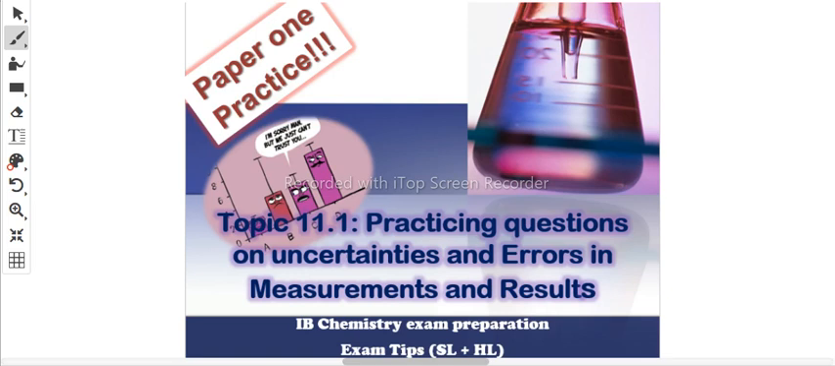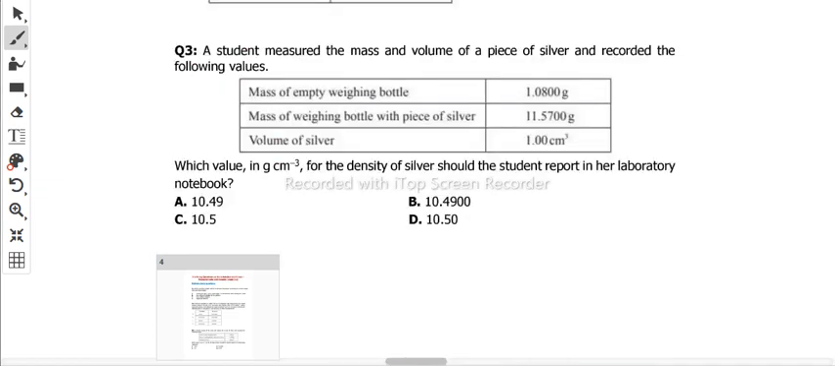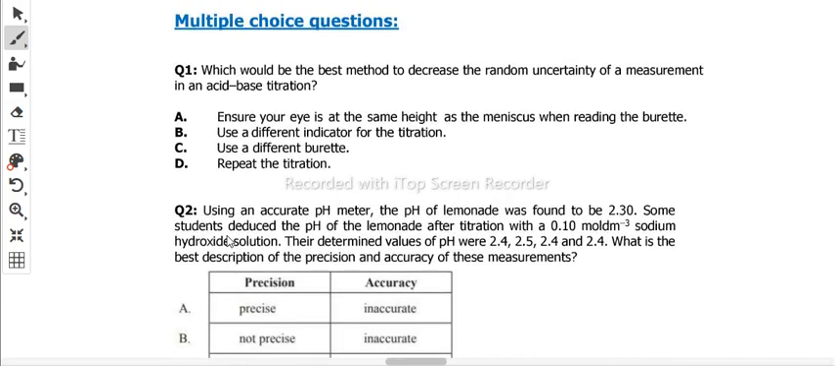Today through our lesson, we're going to practice on past paper questions taken from Paper 1 for topic 11.1, Uncertainties and Errors in Measurements and Results. We're going to answer multiple choice questions related to this paper. So let's get started. Now we're going to start with the first question.